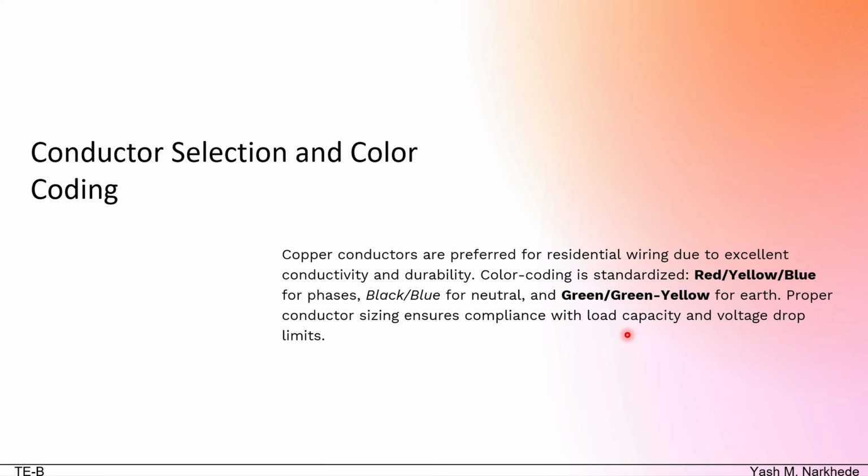Now next is conductor selection and color coding. Wires are usually copper because it's a good conductor and has high durability. IS 732 specifies color codes red, yellow or blue for phase, black for neutral, and green for earth. Using correct color codes helps in easy identification during maintenance.